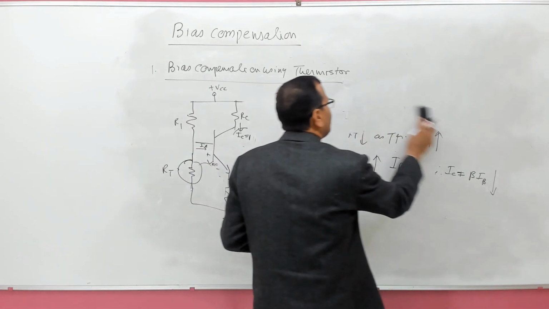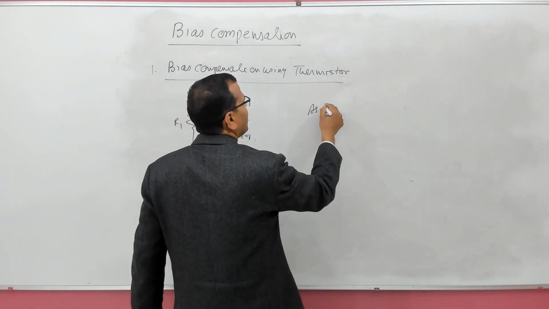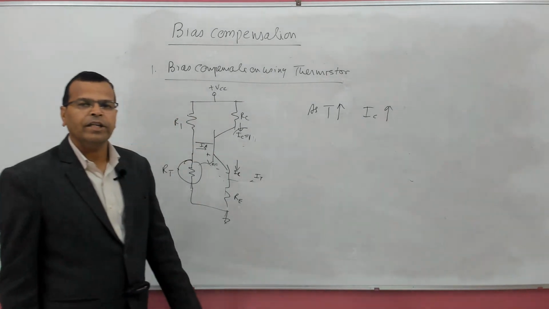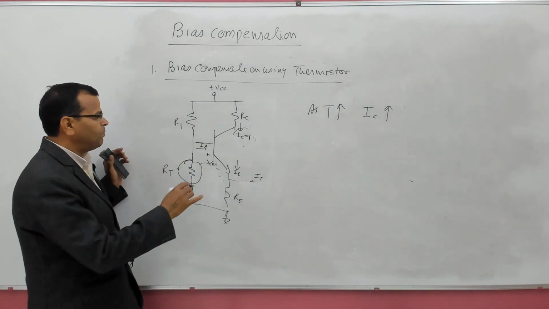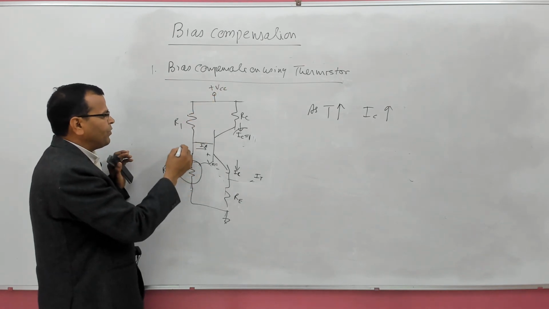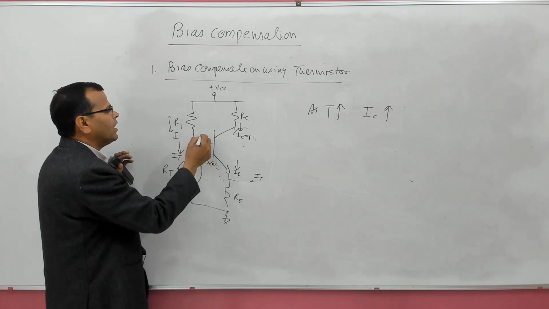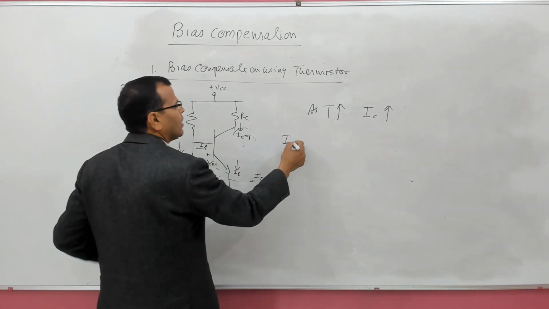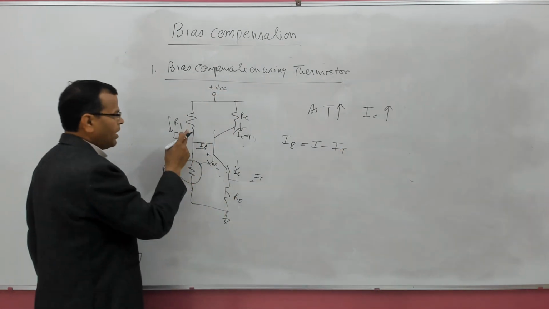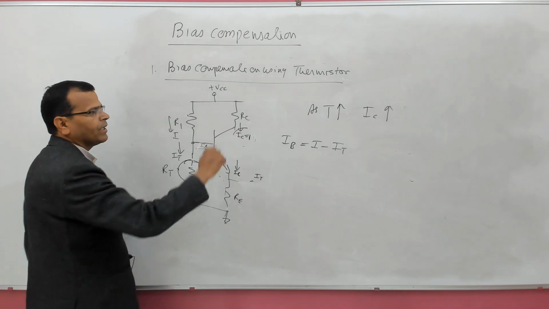As temperature increases, what will happen? I have already seen that as temperature increases, IC will increase, right? But please see this. When temperature increases, say this is I, this is IT, this is IB. So IB is equal to what? IB is I minus IT. IB is this current minus this current, if you apply KCL here.